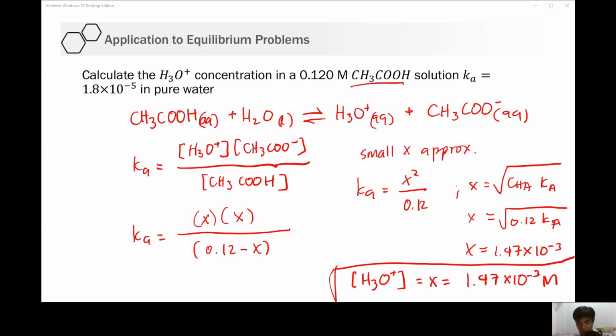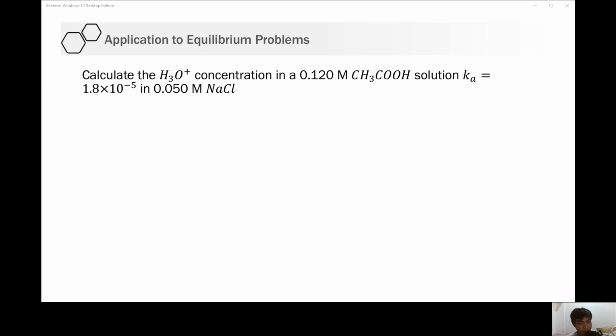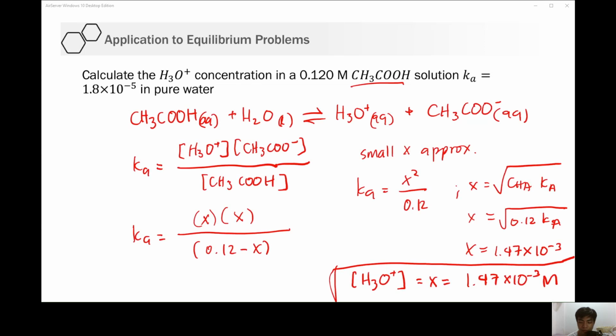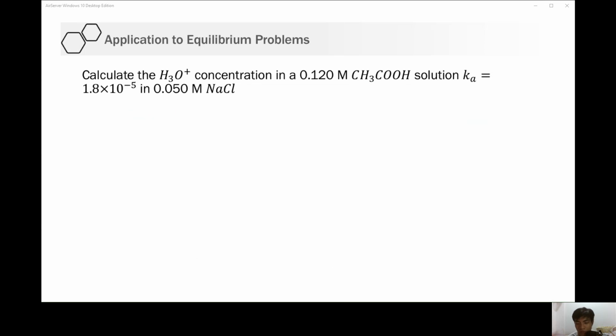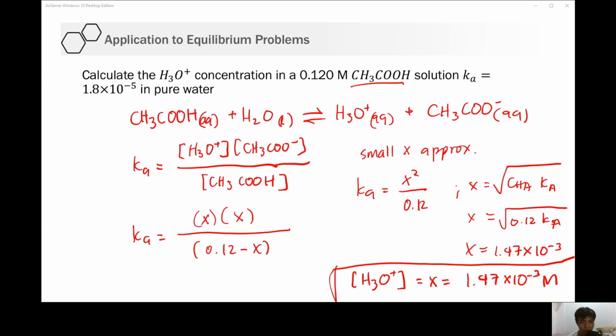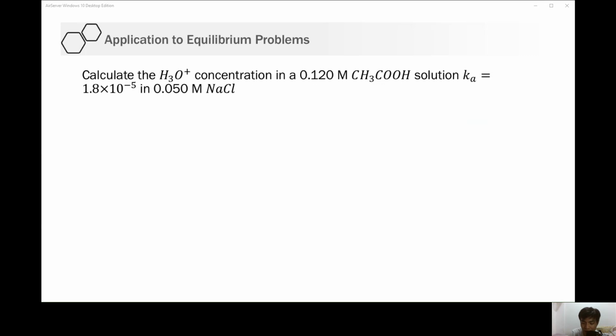However, for the next problem, we still have the same acid, but our solution has diverse ions. We added 0.05 molar NaCl to our solution. Earlier we had water, but now we added 0.05 molar of the salt. What will be the effect? NaCl doesn't have any ions related to our equilibrium equation. So again, let's recall the equilibrium equation is given as this.